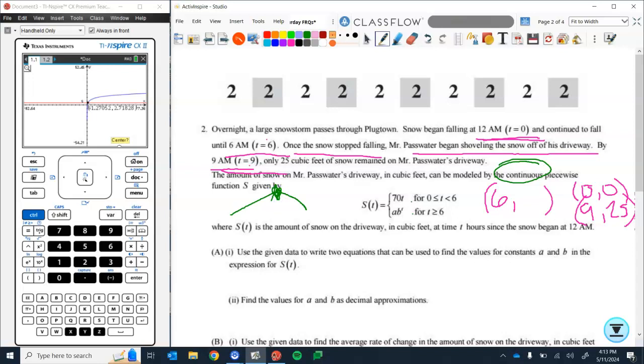So I need 6. If I substitute 6 in, technically I'm supposed to substitute it into the second one because that's where 6 is included. However, I can't because I'm going to need to find something for A and B, but it should be the same as whatever it is at the end of this one because they connect together. So I can just substitute 6 in there and I get 70 times 6, and that's 420. So that's 6, 420. That's how many cubic feet were there when the snow stopped falling.